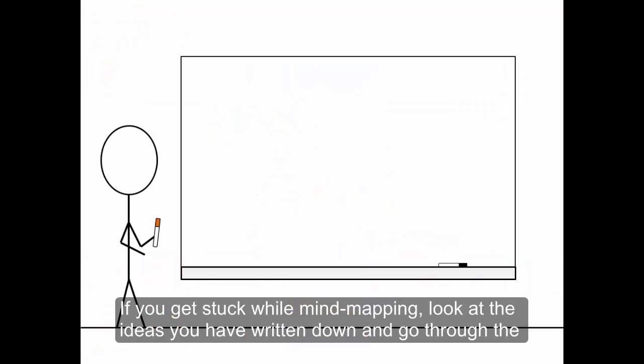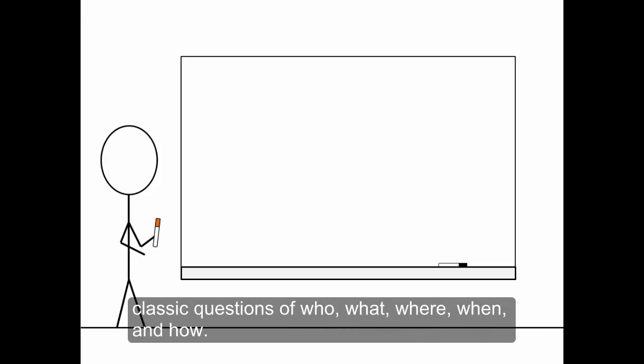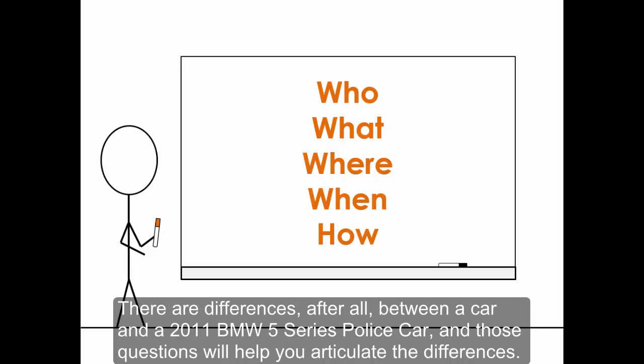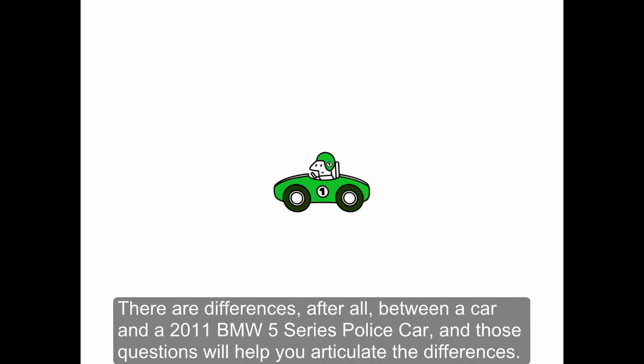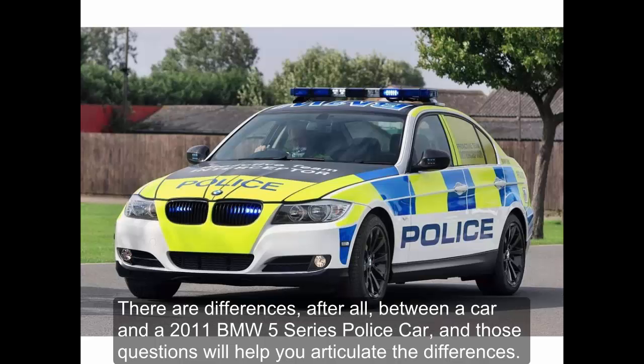If you get stuck while mind mapping, look at the ideas you have written down and go through the classic questions of who, what, where, when, and how. There are differences, after all, between a car and a 2011 BMW 5 Series police car, and those questions will help you articulate the differences.